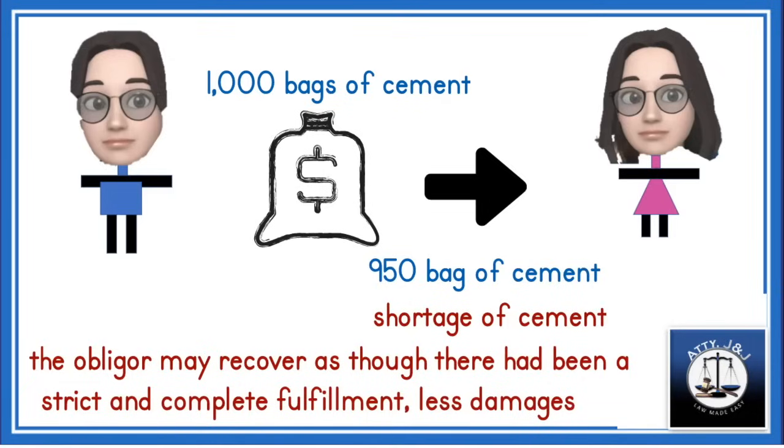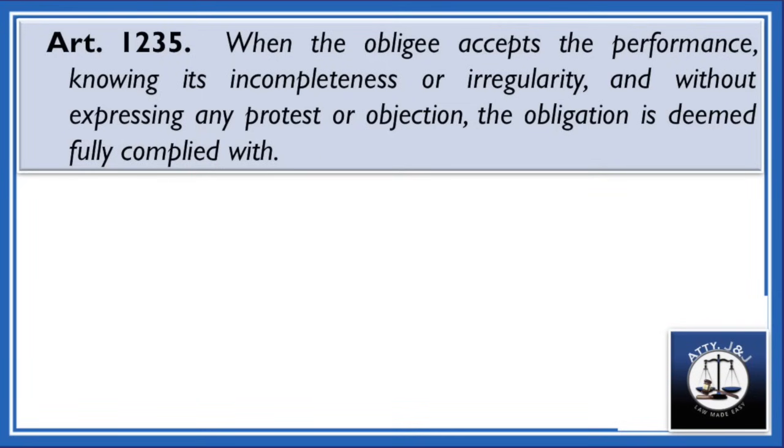Proceed tayo kay Article 1235. When the obligee accepts the performance, knowing its incompleteness or irregularity, and without expressing any protest or objection, the obligation is deemed fully complied with. So again, it's another exception to the rule na dapat ang payment must be complete, buo ang bayad to extinguish obligation. So it's as simple as despite fully knowing na incomplete or something is irregular sa payment, ngunit tinanggap pa rin ni creditor without expressing protest or objection, then the obligation is deemed fully complied with.